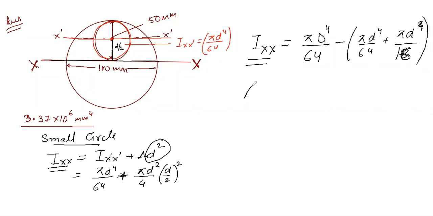So as Omkar said, its answer is 3.37 into 10 to the power 6 mm to the power 4, right? Okay. Now there is an important thing.